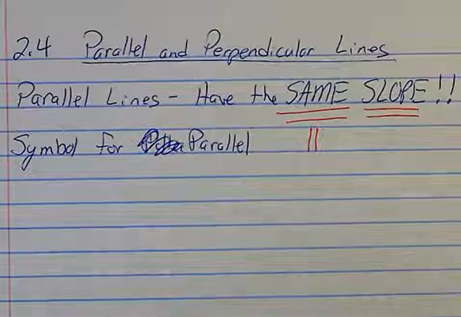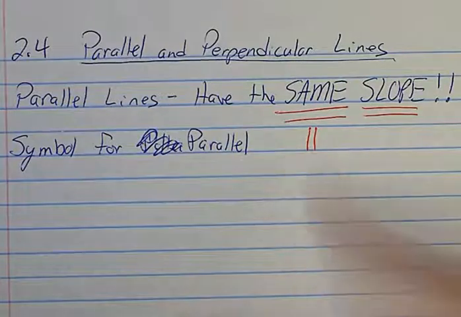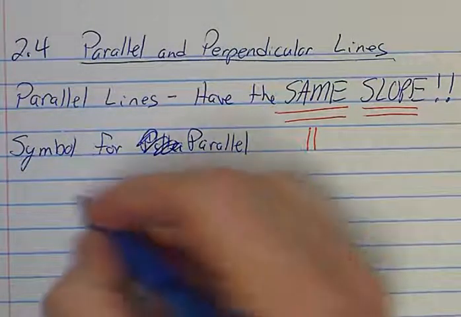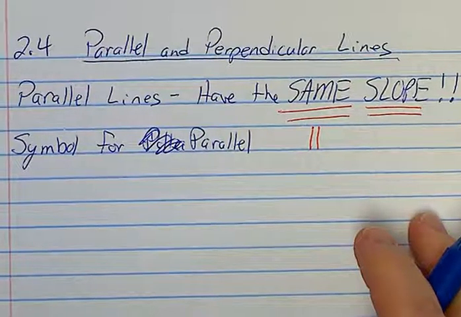Okay, so parallel lines have the same slope. Your symbol is this little line where you've got basically two lines running side by side. And how you're going to see that on the paper is that somewhere, especially if you've got lines, they'll give you lines all over the place.